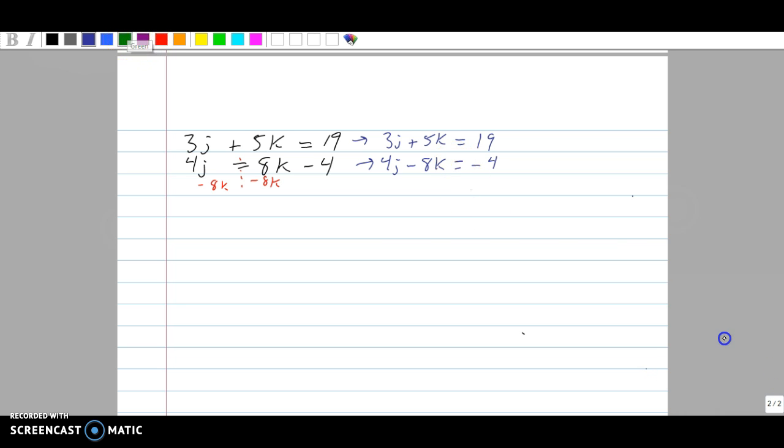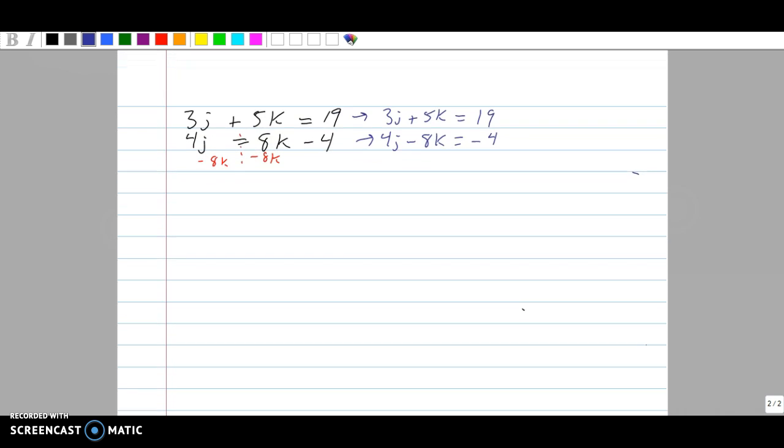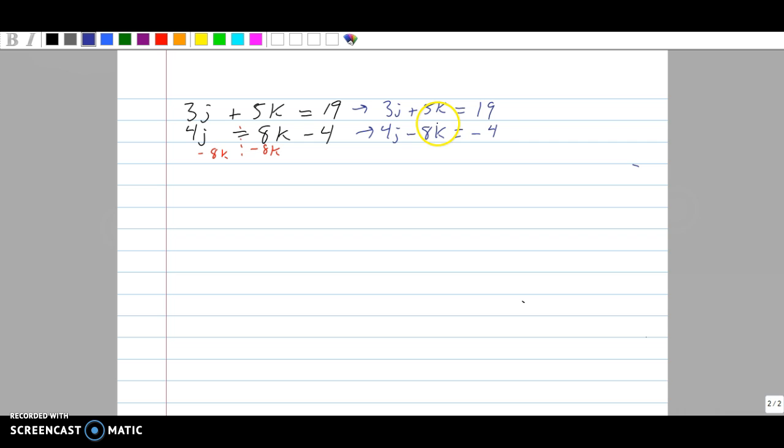We got to multiply to get a common coefficient. We could do the j's again. We could multiply the top by positive 4 and the bottom by negative 3. Or vice versa, top by negative 4, bottom by negative 3. But here's the thing, k is already positive and negative, so I'm going to go with that. So I'm going to go ahead and eliminate the k's in this case. So what is the least common multiple between 5 and 8? It would be 40, right? So I'm going to multiply the top by 8 and the bottom by 5.